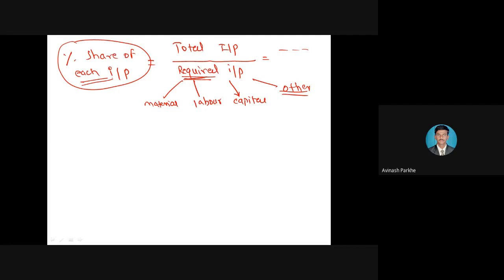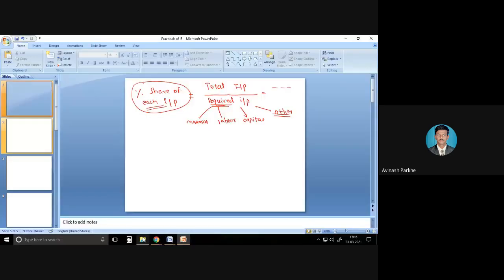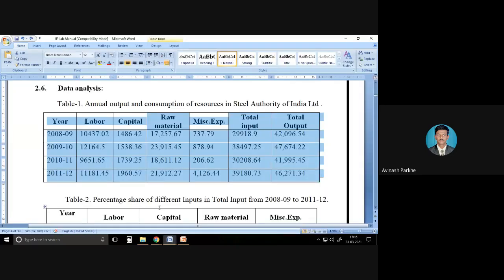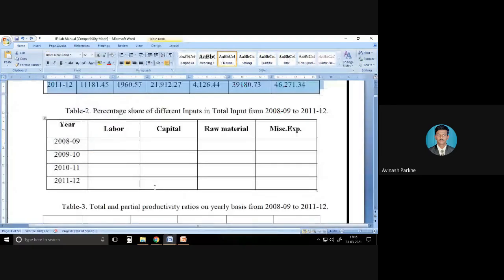So like that, you have to fill this particular table number 2, where I am calculating the percentage share of the different inputs. Whatever percentage you get for 2008 to 9, in labor I will write down the percentage. In capital, I will write down the percentage. In the raw material, again I will write down the percentage. In the last, miscellaneous, I will write down the percentage.